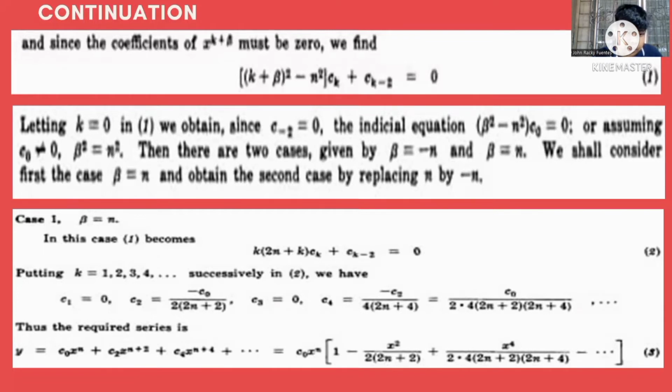Thus, the required series is y is equals to c sub 0 x raised to n plus c sub 2 x raised to n plus 2 plus c sub 4 x raised to n plus 4 plus, parang tuloy-tuloy ulit siya. Parang mahaba siya, tuloy-tuloy lang. And equals to c sub 0 x to the n (1 minus x squared over 2(2n plus 2) plus x raised to 4 over 2 times 4 (2n plus 2)(2n plus 4).